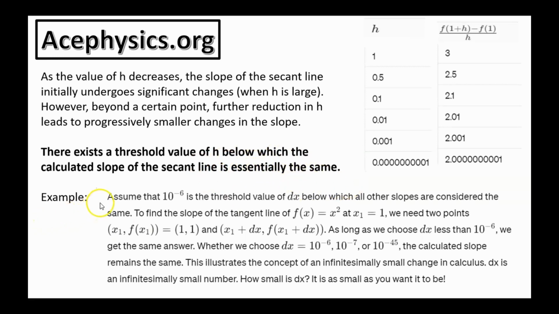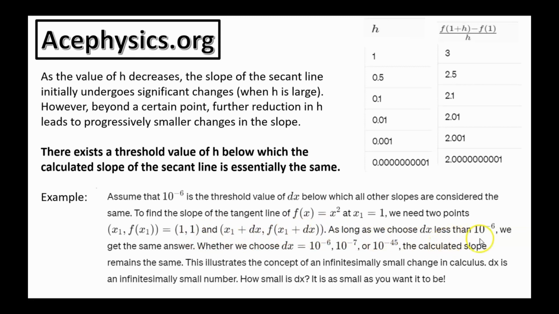Here's an example to help you understand this. Assume that 10 to the negative 6 is a threshold value of dx below which all other slopes are considered the same. To find the slope of the tangent line of f of x equals x squared at the point x equals 1, we need 2 points. You always need 2 points to find a slope. x1, f of x1, in this case that's 1, 1, and x plus dx, f of x1 plus dx.